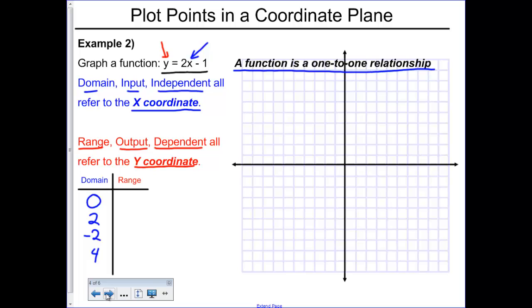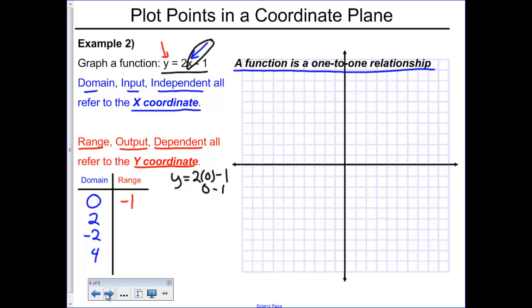Positive 4. And the way we calculate these is we take our domain values and we substitute it in place of x, and we calculate the value of y. So if I put a 0 in place of x, y would equal 2 times 0 minus 1. 2 times 0 is 0, and 0 minus 1 is negative 1. So the range value that matches 0 would be negative 1. And I'm going to go back and change that, make that red. Negative 1.